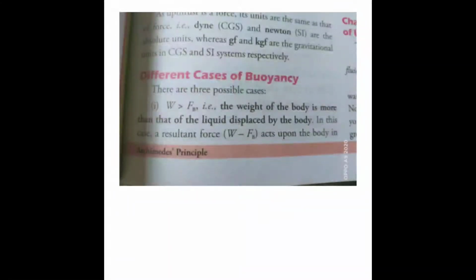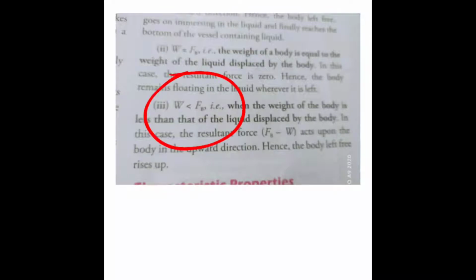In the next case, if the weight of the object is equal to the weight of the liquid displaced by the body, the resultant force is 0, hence the body remains floating. So an object will float if its weight is balanced by the upward force. An object will sink if its weight is more than the upward force. And in the third case, an object will float above the water if the upward force is more than the weight of the body, right?